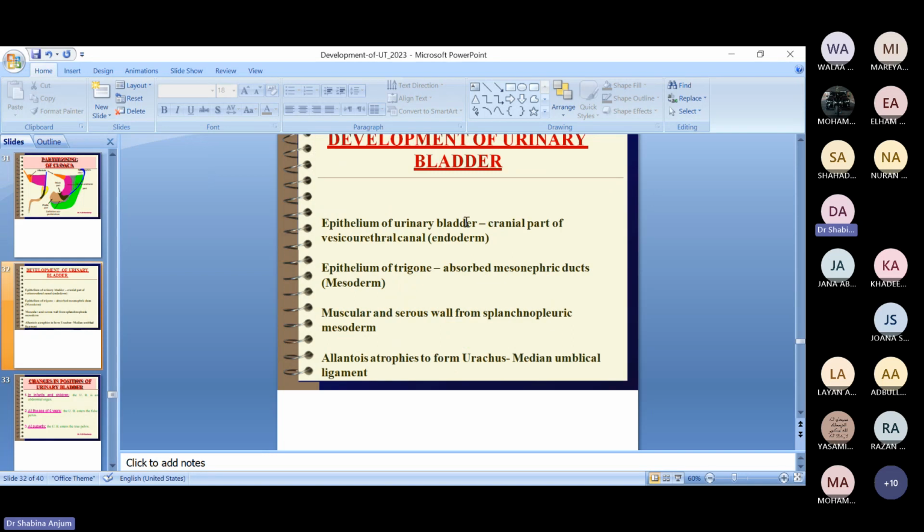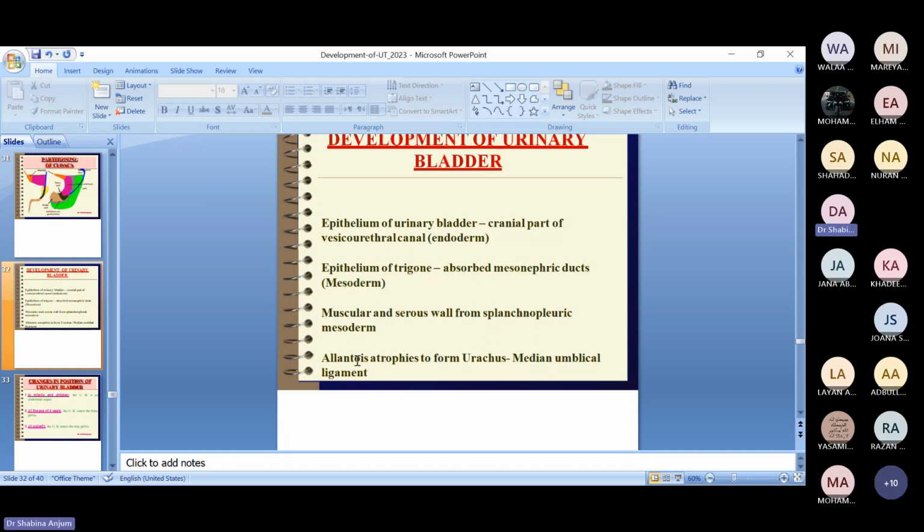Now, what about the urinary bladder? Here you can see this is the important thing, that the epithelium of the urinary bladder will be endodermal in origin from the cranial part of the vesico-urethral canal. Then the epithelium of the trigone is mesodermal in origin. Just now I told you it is absorbed mesonephric duct. The muscles and serous wall will develop from the splanchnopleuric mesoderm.